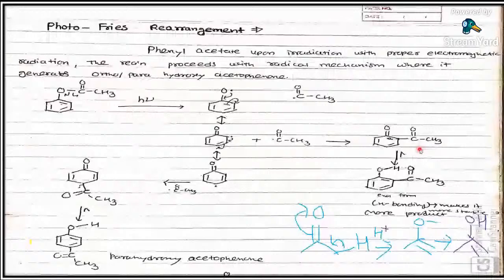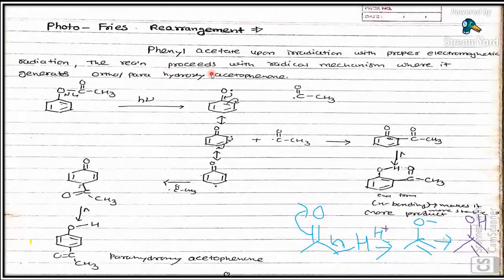Now the second reaction is the photo-Fries rearrangement reaction. In the photo-Fries rearrangement, phenyl acetate, upon irradiation with proper electromagnetic radiation, reacts via a radical mechanism. Here there is only the radical mechanism, which generates ortho or para hydroxyacetophenone.